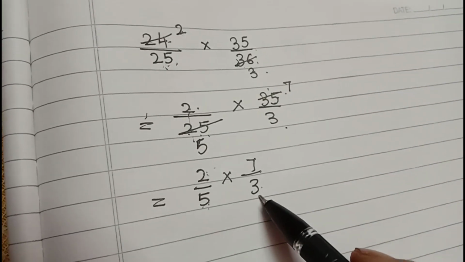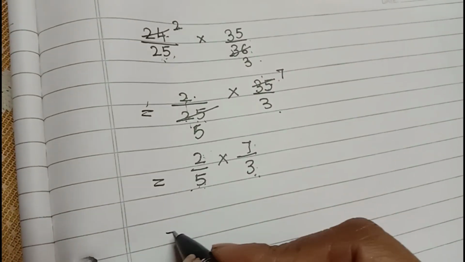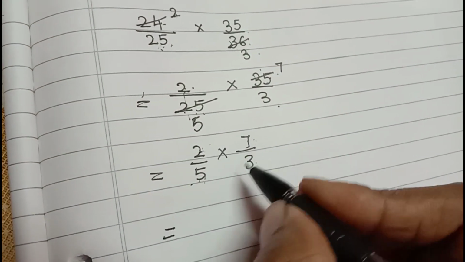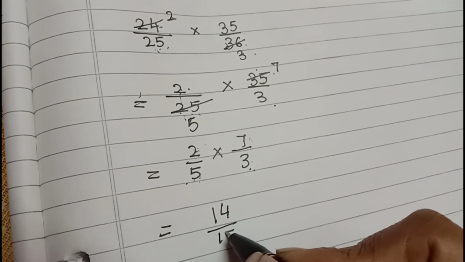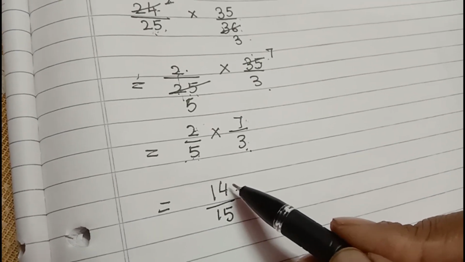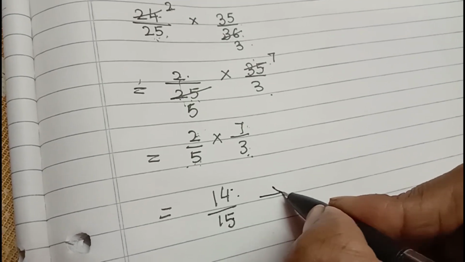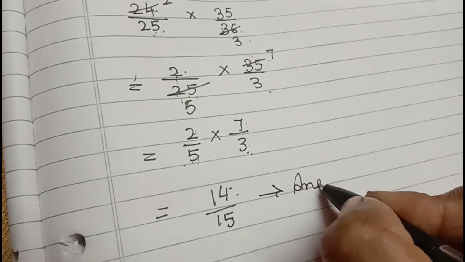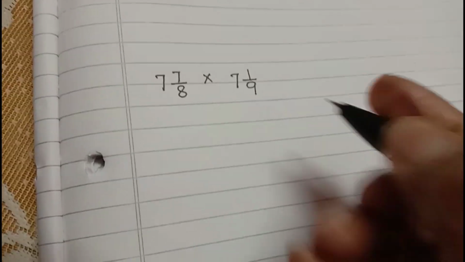Again you will check, do I have any common factor? 2 by 5, 2 by 3? No. 7 by 5, 7 by 3? No. Then I will multiply numerator with numerator. 7 2s are 14. Denominator with denominator. 5 3s are 15. Now check what kind of fraction this is. Numerator is smaller than the denominator. That means proper fraction. So this will be your final answer. Clear?